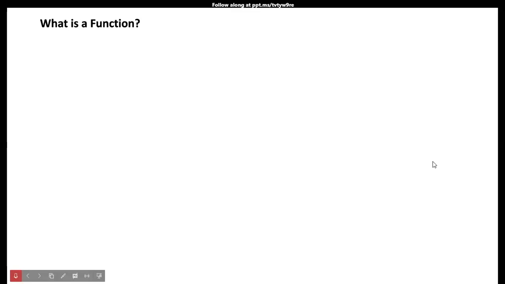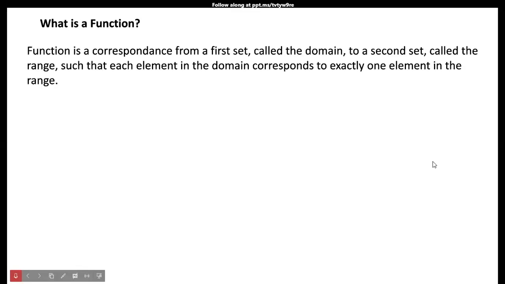So first of all, what is a function? Your book defines a function as a correspondence from a first set called the domain to a second set called the range, such that each element in the domain corresponds to exactly one element in the range. So we're going to try and flesh out what that means.